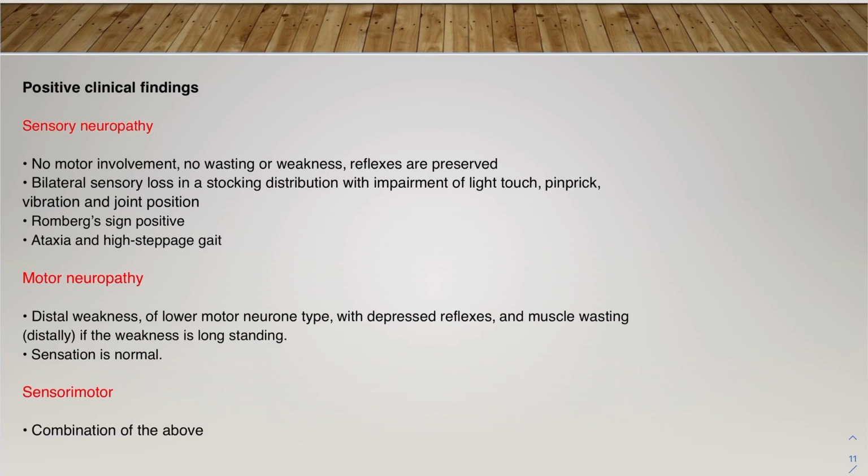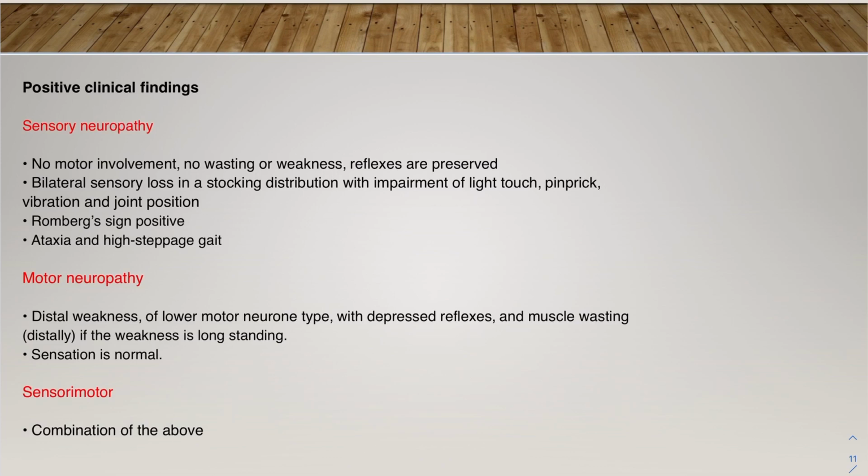If the patient has a sensory neuropathy, there will be no motor involvement, no wasting or weakness, and the reflexes are preserved. The patient may have a bilateral sensory loss in a stocking distribution with impairment of light touch and pinprick, vibration, and joint position. So, the posterior column may be involved. Romberg sign is positive in these patients. We discussed that previously in the cerebellar syndrome, the Romberg sign is usually negative. And the patient has an ataxia and high stepping gait.